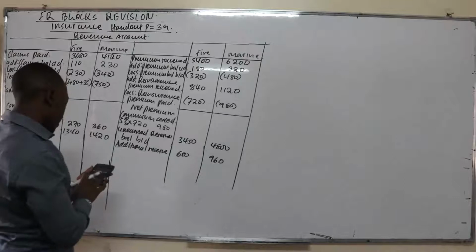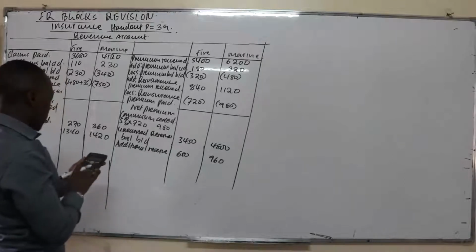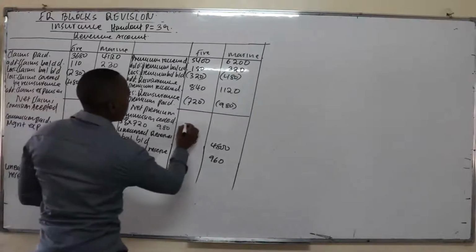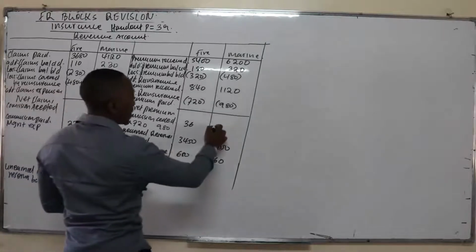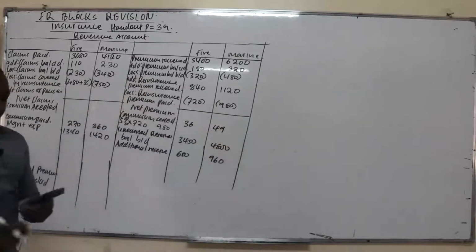Here we have 0.05 of 720. This is 36. 980 divided by 20, and here you have 49.